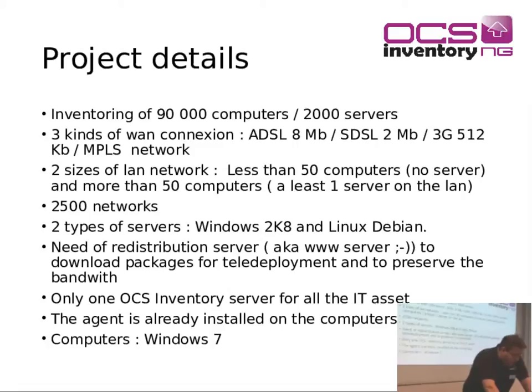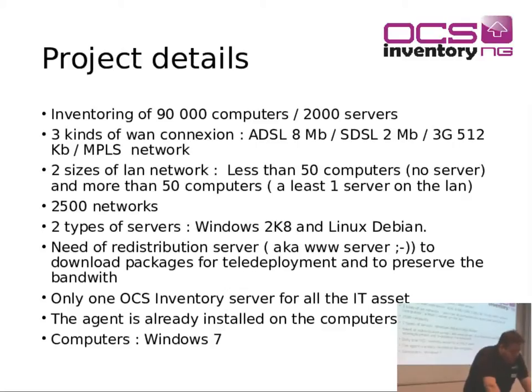On this network, we have two sizes of networks: less than 50 computers, which means no server on the LAN, and more than 50 computers, which means one server on the LAN. It's very important for the rest of the lecture. And we have 2,500 networks, which means a lot of networks and a lot of computers. On those LANs, we have two kinds of server, Windows 2K8 and Linux Debian.